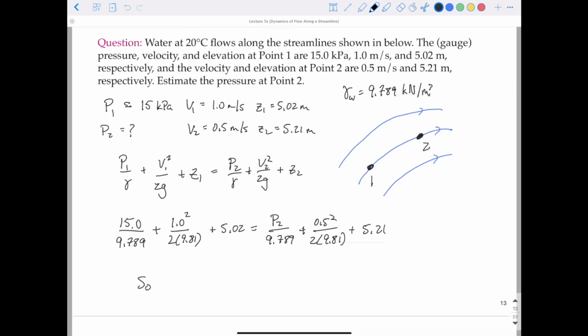So if we solve this, we get P2 is equal to 13.5 kPa. So according to Bernoulli's equation, if we have an incompressible fluid, and with liquid water it's probably incompressible, that's a good assumption, and if it's steady along a streamline, so we have to assume steady flow, then our pressure at point 2, if it decreases its velocity and increases its elevation a little bit, would be 13.5 kPa.